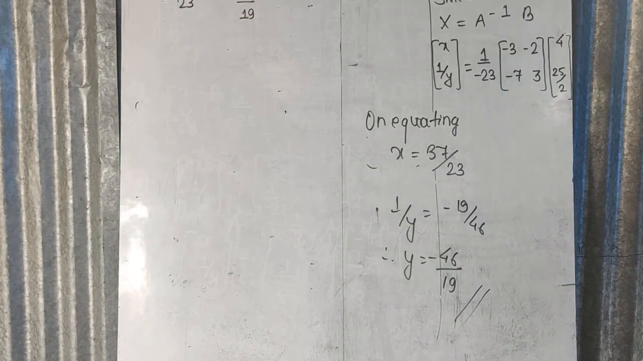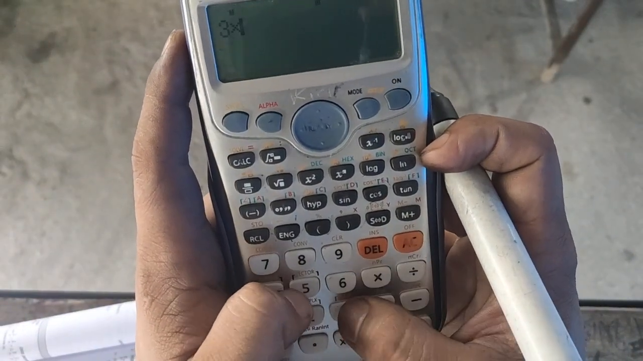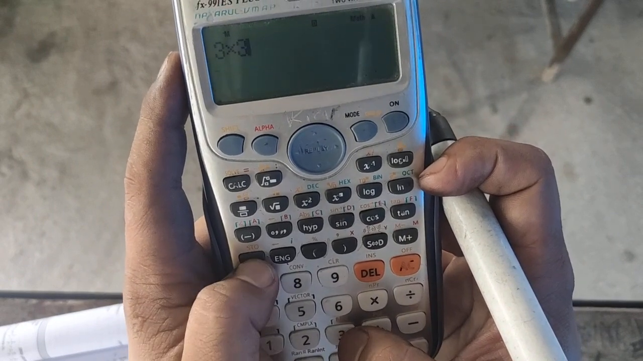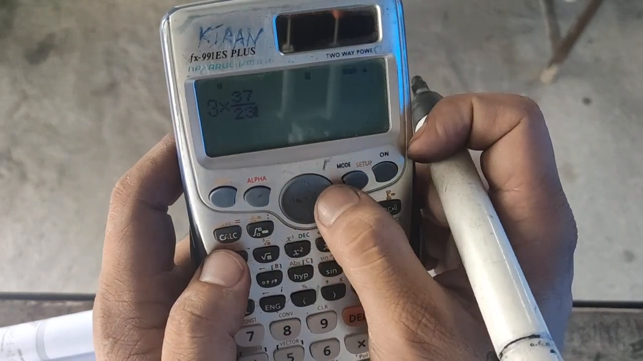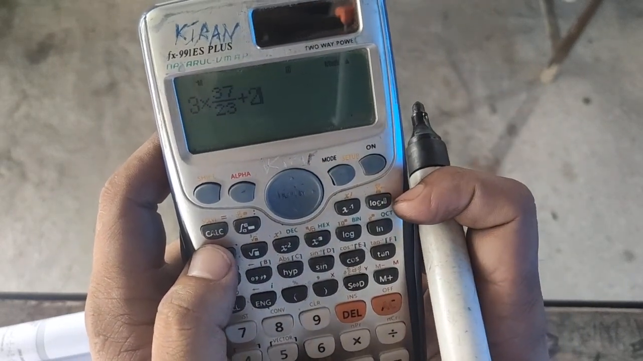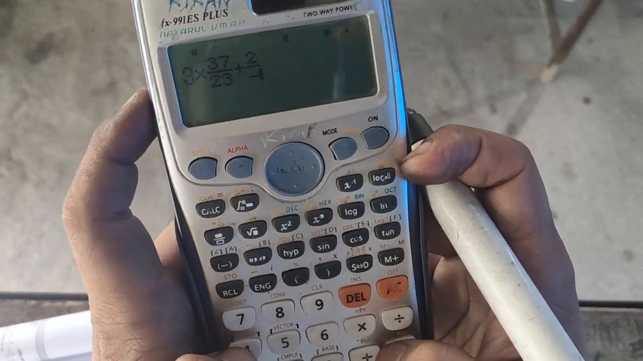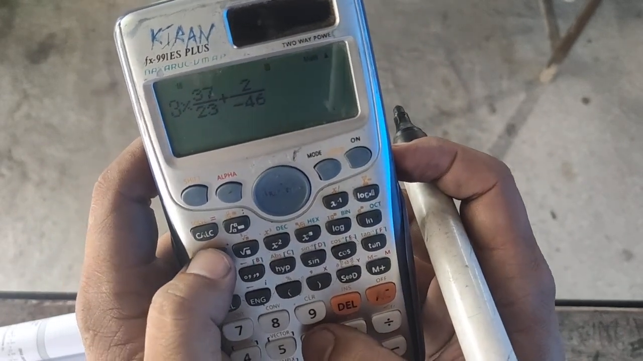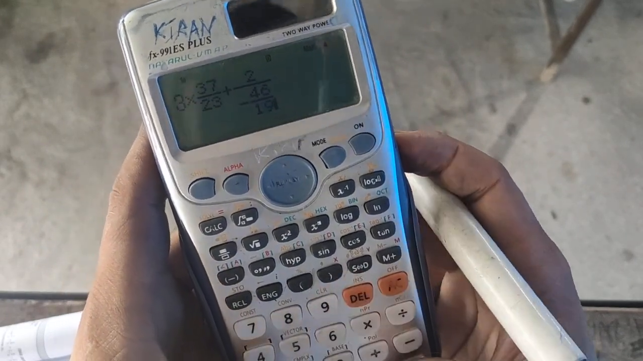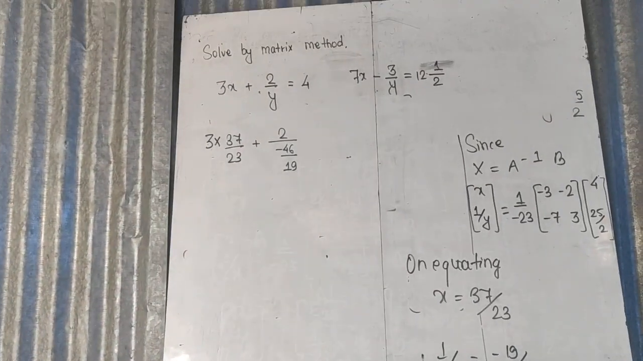See how you do this with the help of a calculator. You have 3 into 37 by 23 plus 2 by minus 46 by 19. This much gives you 4. Yeah, we got 4. As you can see in the question, you have 4.